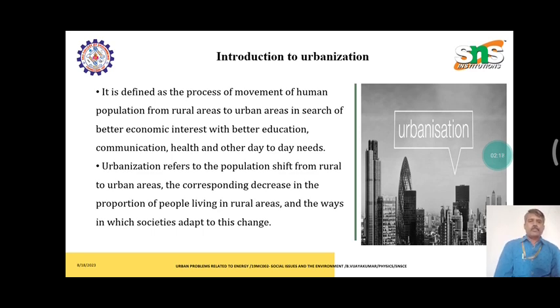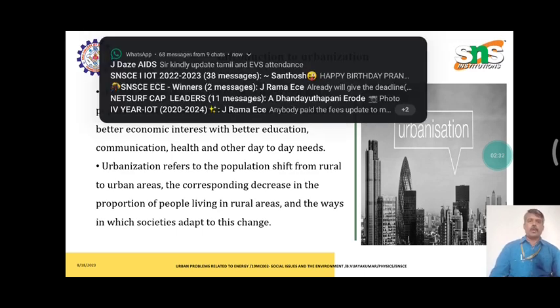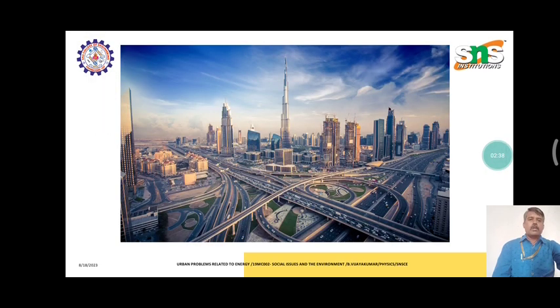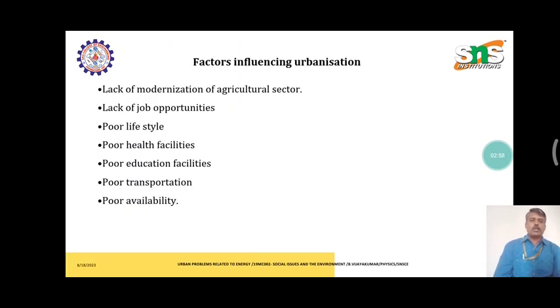So urbanization refers to the population shift from rural to urban areas, with a corresponding decrease in the proportion of people living in rural areas. The rural area becomes empty while the urban area keeps growing. Look at this smart city, which we form nowadays in most urbanizations. In our city too, smart cities are forming, and we get overbridges, a lot of crowds of people and vehicles, and pollution. All of this comes from urbanization.